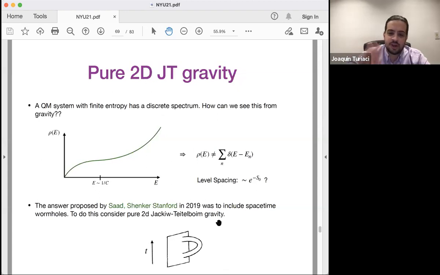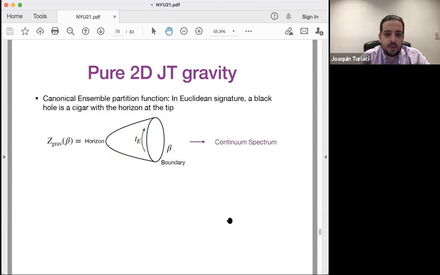So I will forget about the 4D origin, because that would make the calculation too difficult. So we will analyze this in pure 2D gravity. And for simplicity, I will also assume that there is no matter to begin with. Okay, so the idea is to compute the partition function using the Euclidean path integral method.